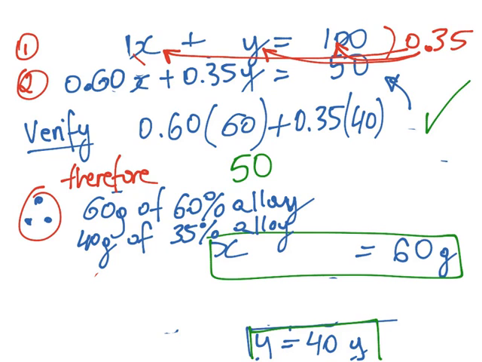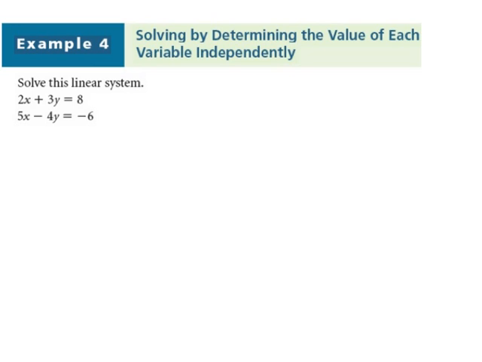Let's take a look at our last enrichment question. We're going to be solving by determining the values of each variable independently. So this is a normal equation that we've seen before, equation 1 and 2. And we're going to solve it the same way, at least we're starting the same way as before.